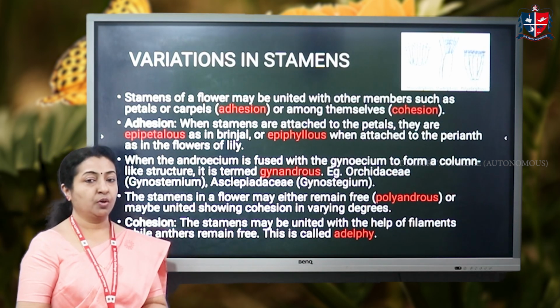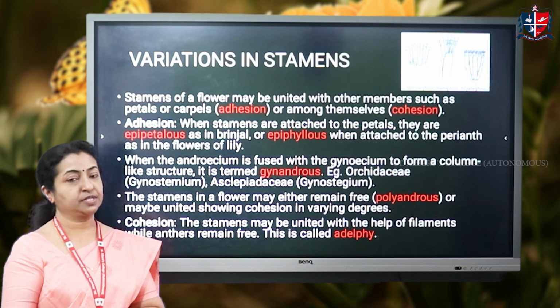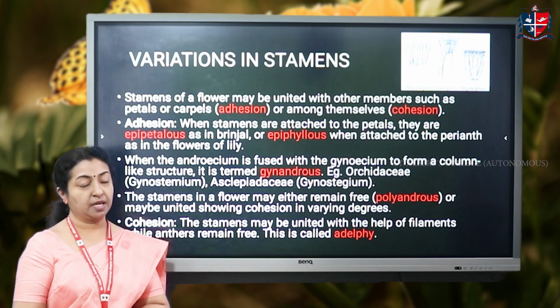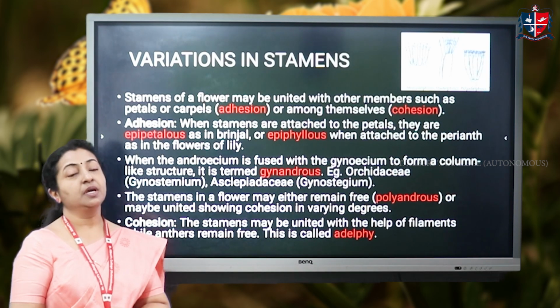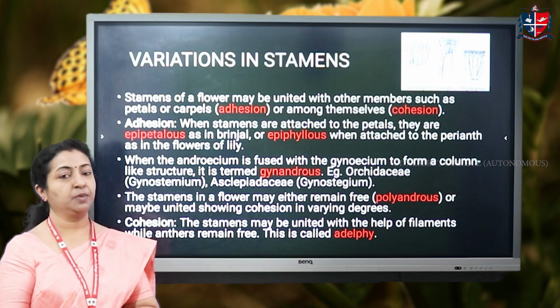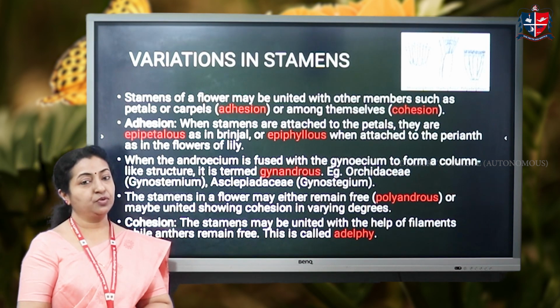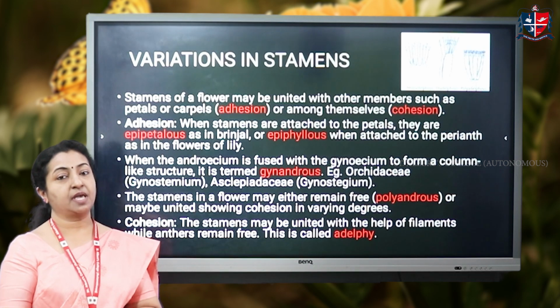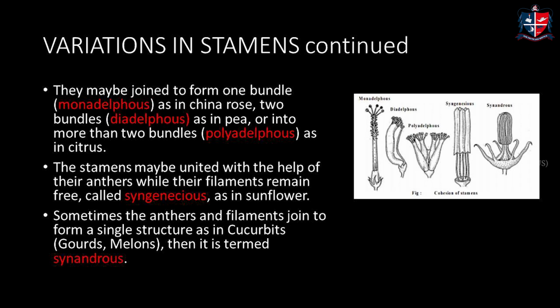Now going into the cohesion. If there is no fusion among the stamens, we refer to it as a polyandrous condition, while fusion in the case of cohesion may be of various types. The first one is adelphous, wherein the stamens are united by means of their filaments and the anthers are free. When they are united to form a single bundle, they are called monadelphous, or they may be fused to form two bundles called diadelphous, or they may form many bundles, then we consider them as polyadelphous. Look at the diagrams. This is monadelphous, single bundle, diadelphous, two, and polyadelphous, many bundles.